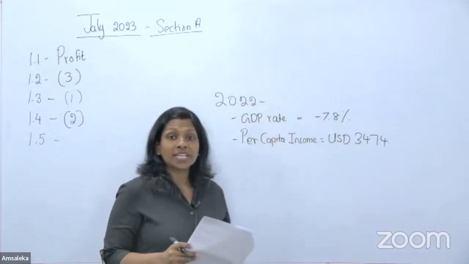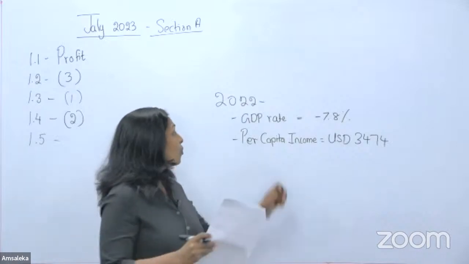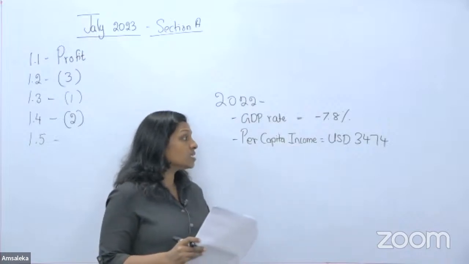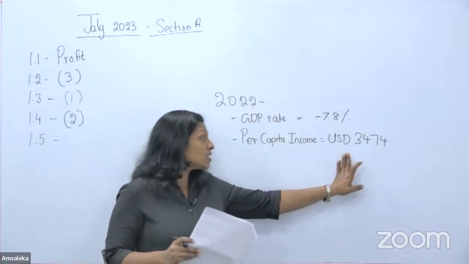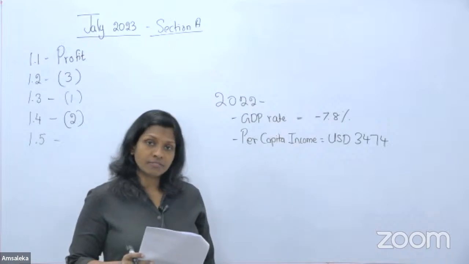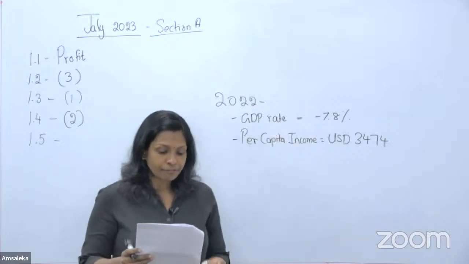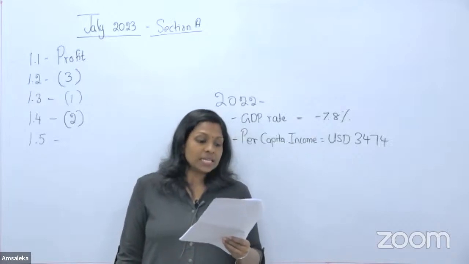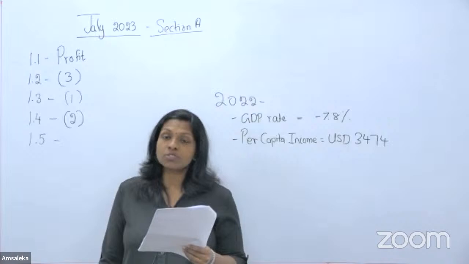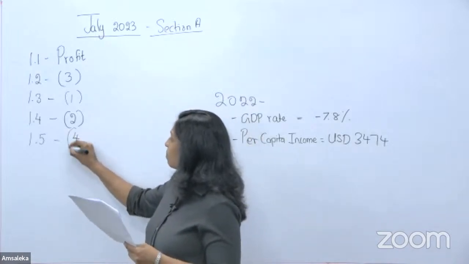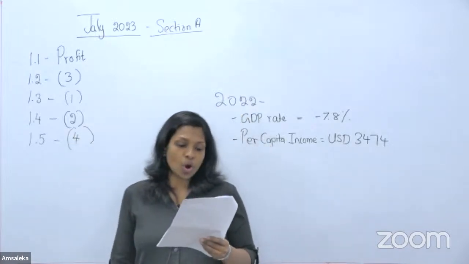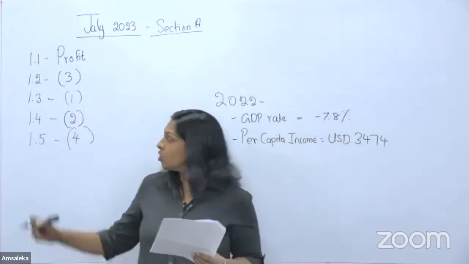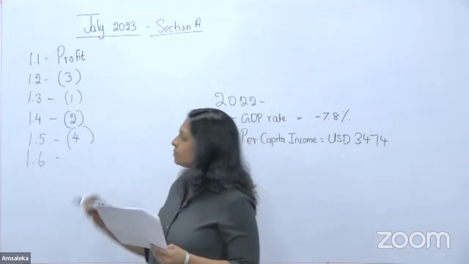According to the 2022 Central Bank annual report, GDP rate is minus 7.8% and per capita income is USD, it means US dollars, 3,474. So let's come to 1.5. It's about, according to the annual report of Central Bank, the economic growth rate. So the fourth one is the answer, if I am correct, because it's minus 7.8%.